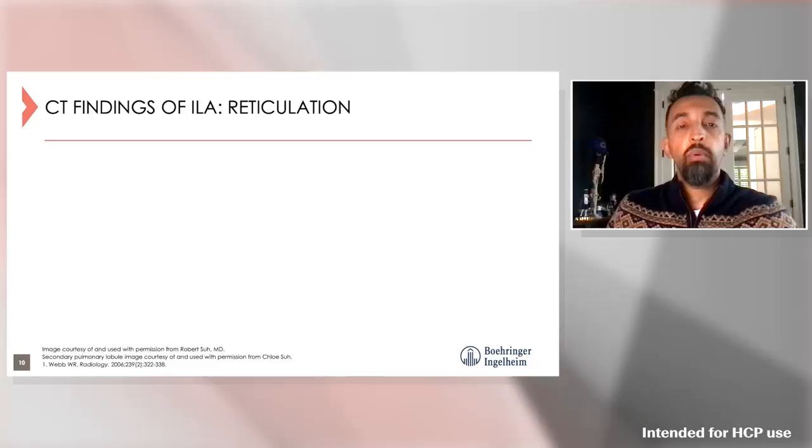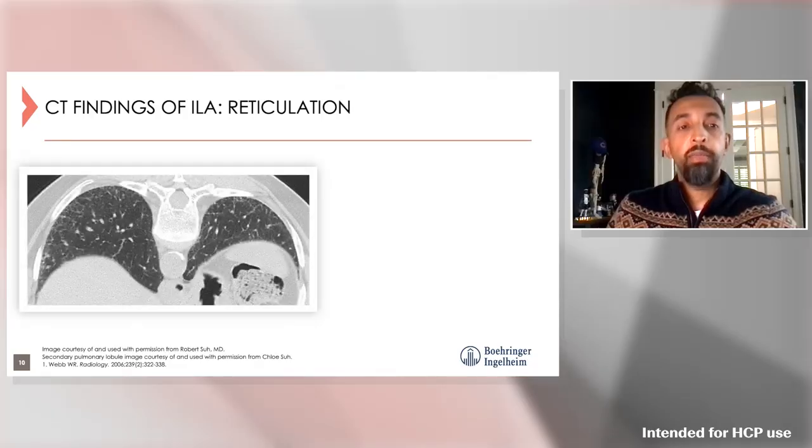Another CT finding of interstitial lung abnormality is reticulation. This, for me, is probably the most important finding of interstitial lung abnormality. So when we describe reticulation, it's nicely shown here in this slide. If you look at the left image, you can see multiple reticular opacities.